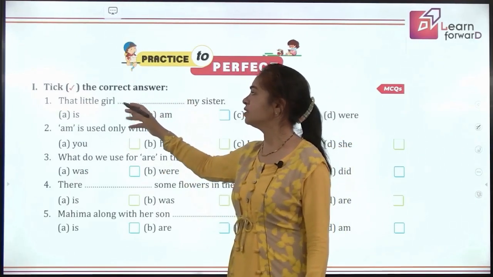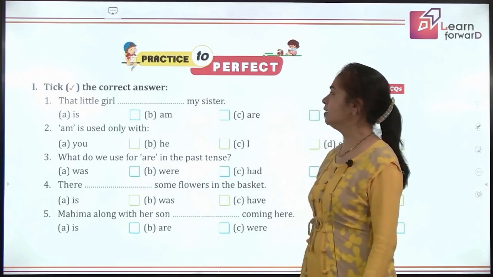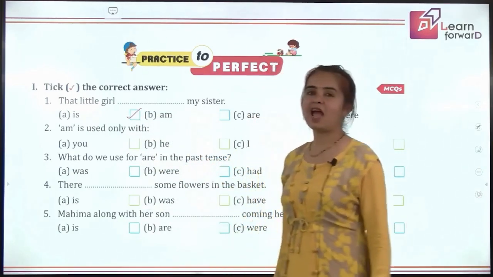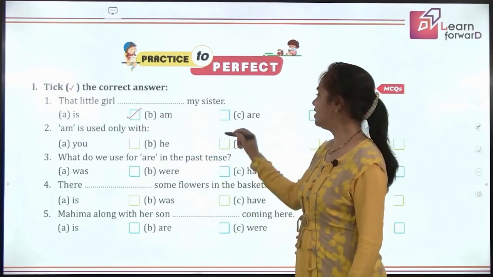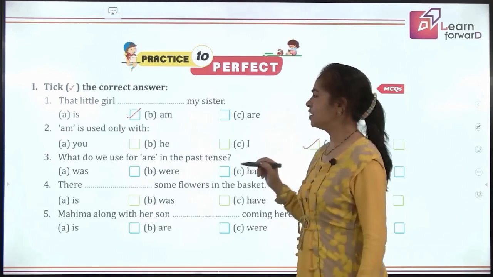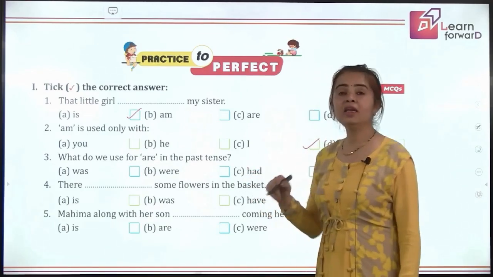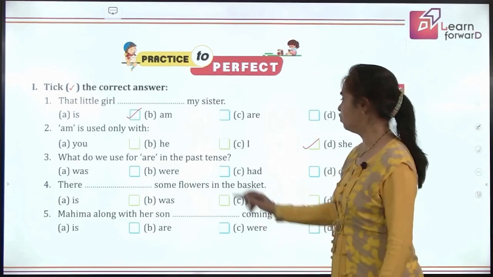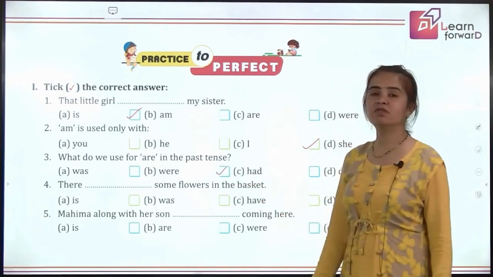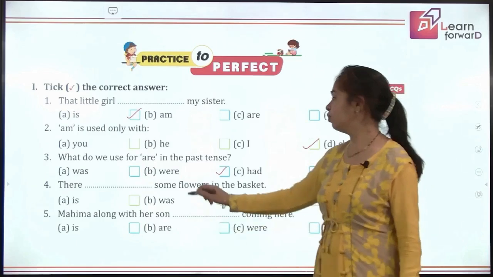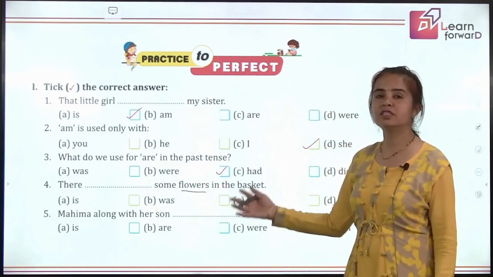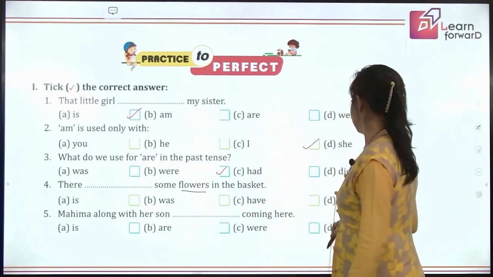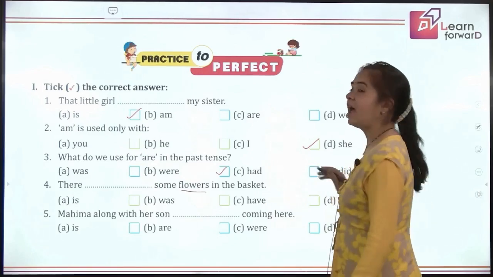Take the correct answer. That little girl is my sister. Am is used only with? Yes, I. Next, what do we use for are in past tense? So what is the past form of are? Were. Perfect. Yes, it's here. There dash some flowers. So we are talking about flowers. This is plural. So what is the plural form here? Are.